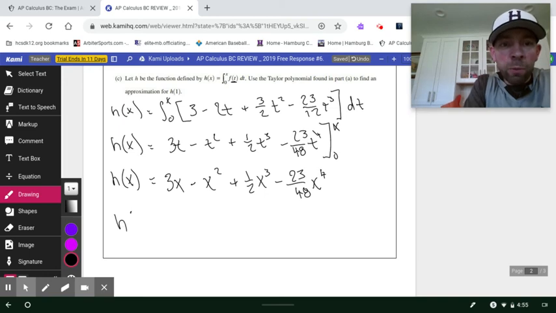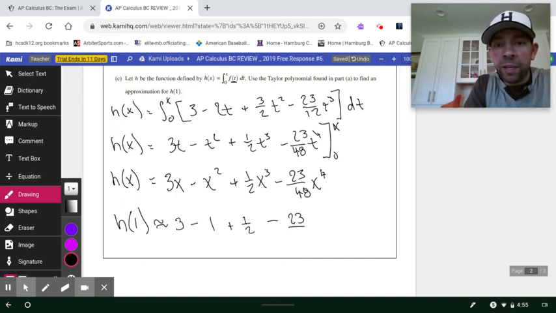Now h of 1 is going to be approximately 3 times 1 minus 1 squared plus 1/2 times 1 cubed minus 23/48. And if we go ahead and combine like terms, we're going to get 97 over 48 as our approximation.